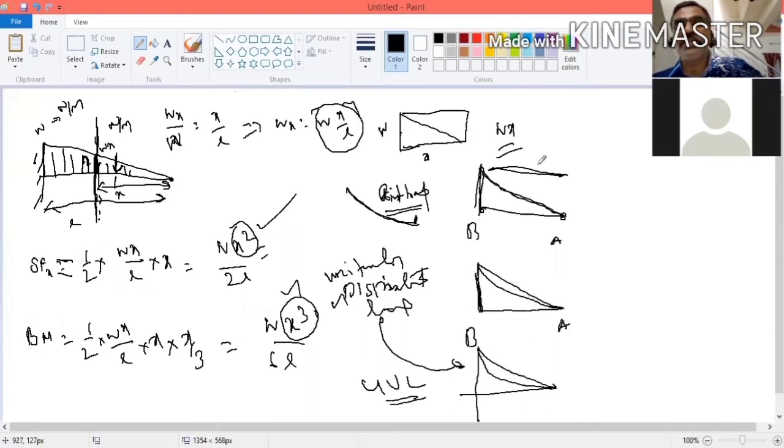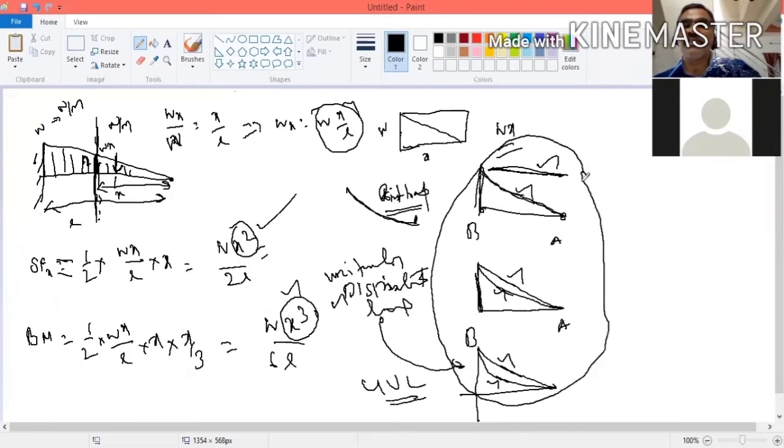If it is a point load, the shear force is uniform and the bending moment is linear. If it is a uniformly distributed load, the shear force is linear and the bending moment is quadratic. In UVL, uniformly varying load, the shear force is quadratic and the bending moment is cubic. This is uniform, this is linear, this is quadratic, this is cubic. This will be useful while solving the problem.